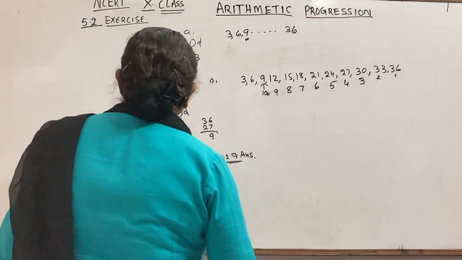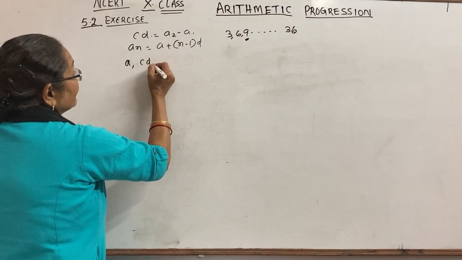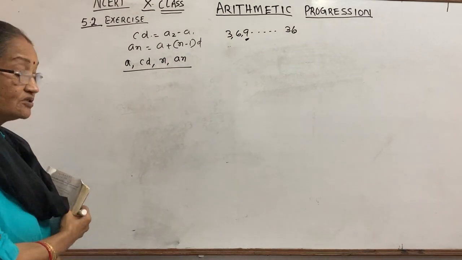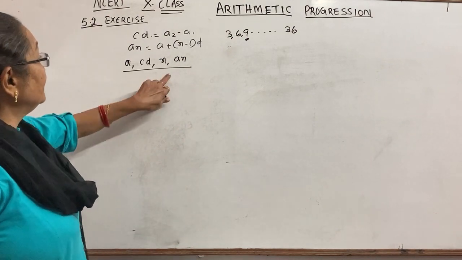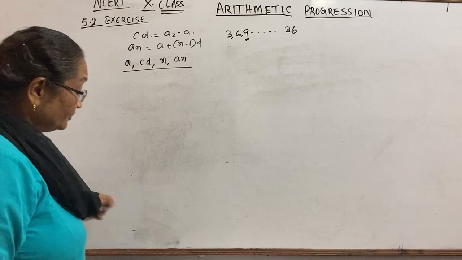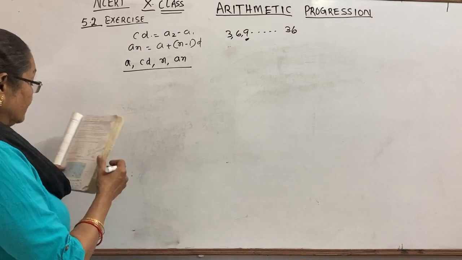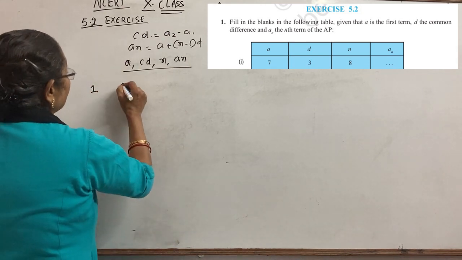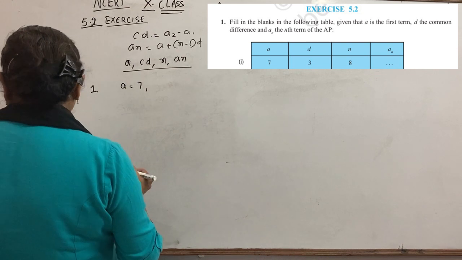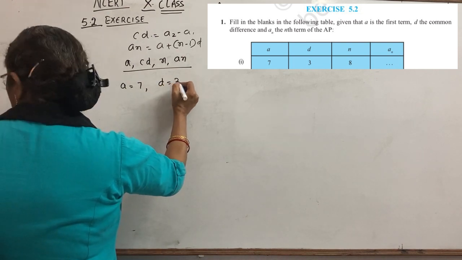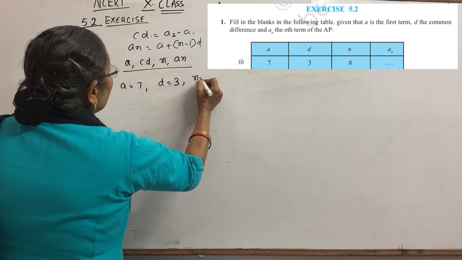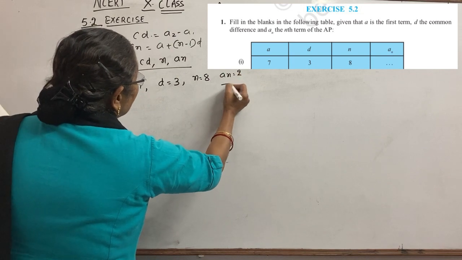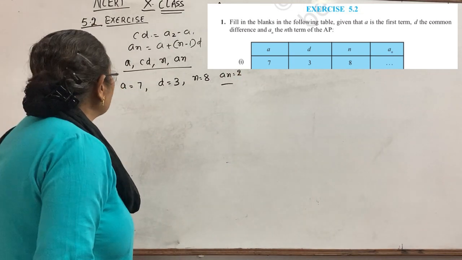Okay, this formula will also come. Four things: A, common difference, n, and an. These four things to find out. He will give any 3 and you have to find the missing one. Now in the first question 5.2, what is he saying? He has given A is 7, D equals 3 and n equals 8, and is asking an equals how much. He has given a blank over here.